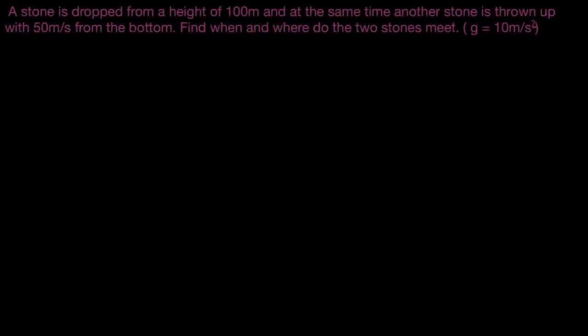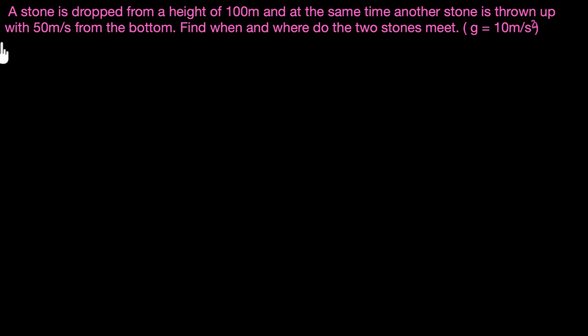Let's solve a problem on two objects in free fall. Here it is. A stone is dropped from a height of 100 meters, and at the same time, another stone is thrown up with 50 meters per second from the bottom. Find when and where do the two stones meet.